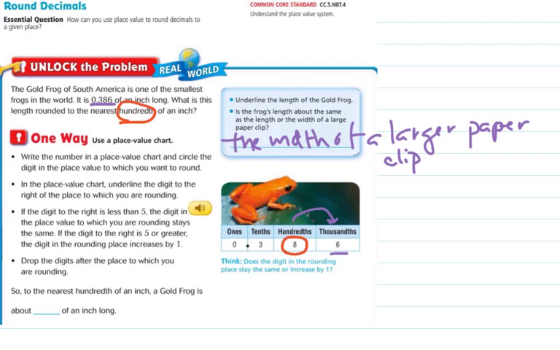So boys and girls, this last step here says drop the digits after the place value which you are rounding. So we're no longer going to have to write anything in the thousandths place. So to the nearest hundredth of an inch, a gold frog is about 39 hundredths of an inch long. And notice, we drop that last place, the thousandths. We're not going to report that.